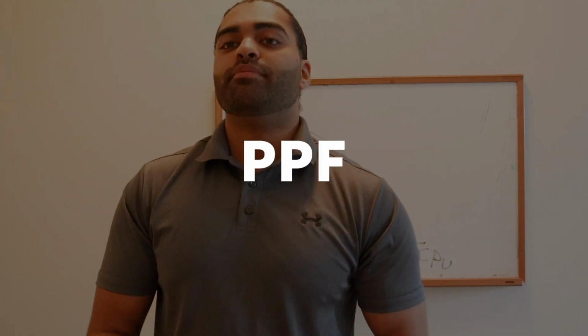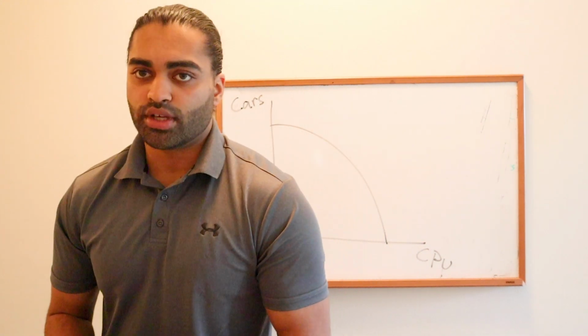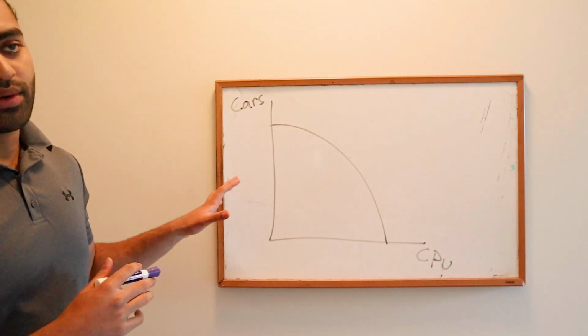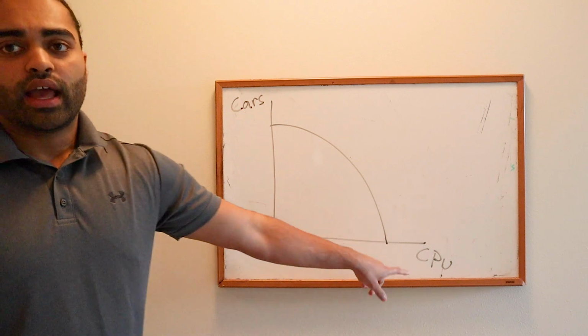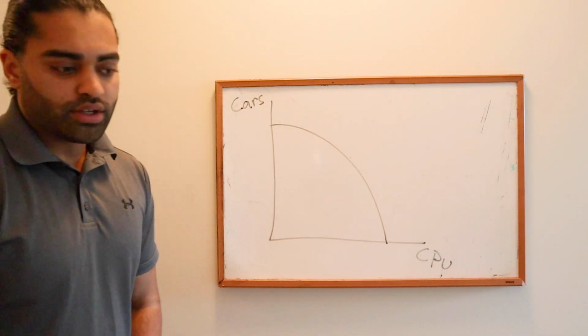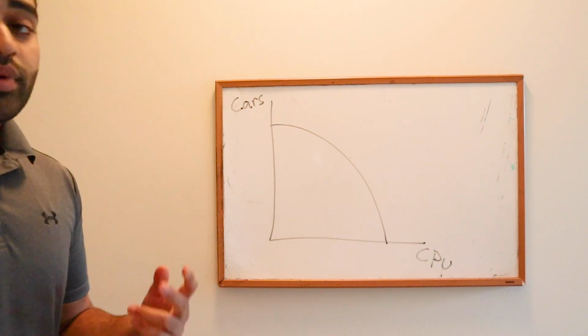Talking about the PPF model. So this is a key model that we'll look at in economics. It's basically looking at opportunity costs, and also we have a couple key assumptions. So here we're assuming this economy, whichever economy we're looking at, produces cars and computers. So CPU is computers, cars is cars. So in this case, you're only producing two products.